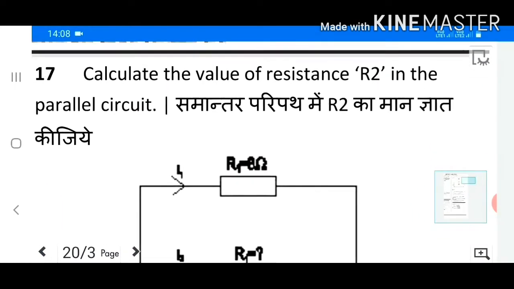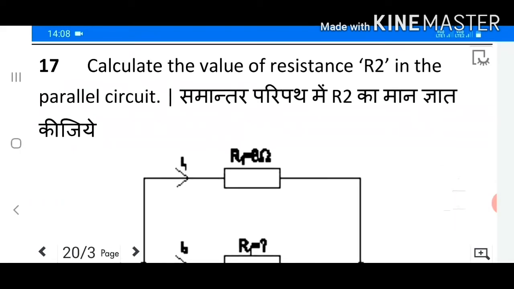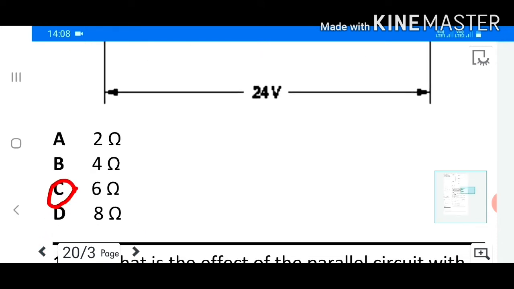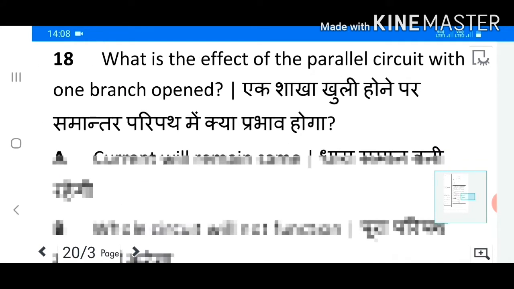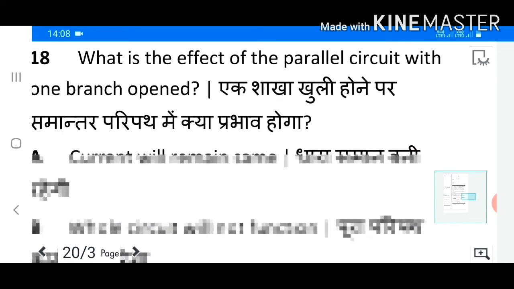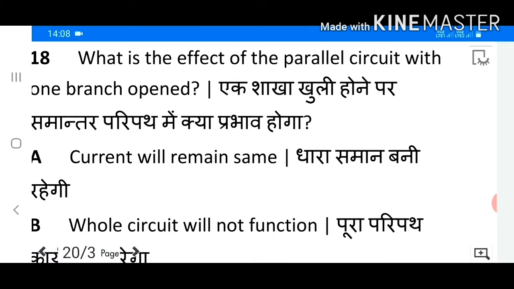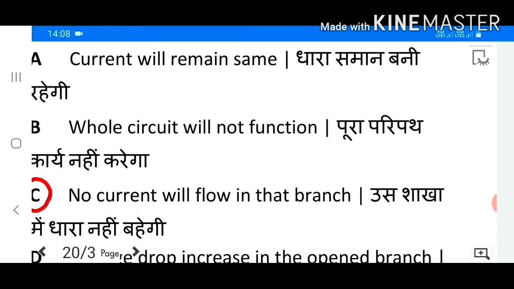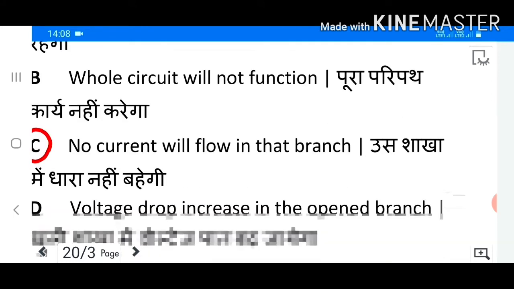Question number 17. Calculate the value of resistance R2 in the parallel circuit. Answer C, 6 ohm. 18. What is the effect of the parallel circuit with one branch opened? Answer C, no current will flow in that branch.